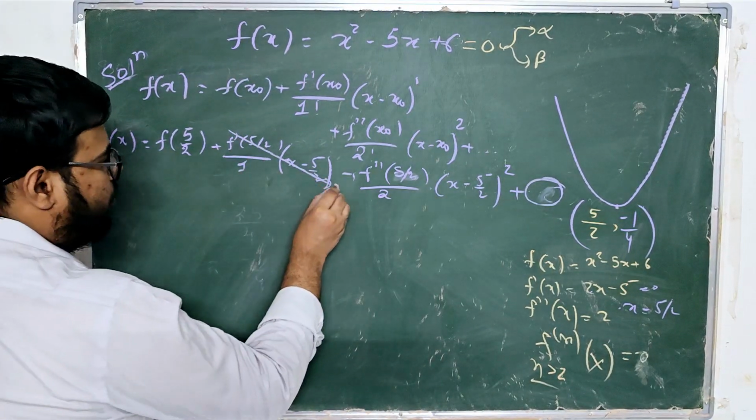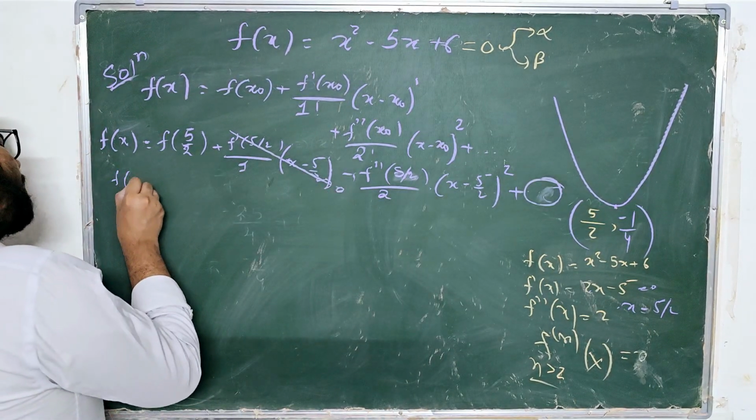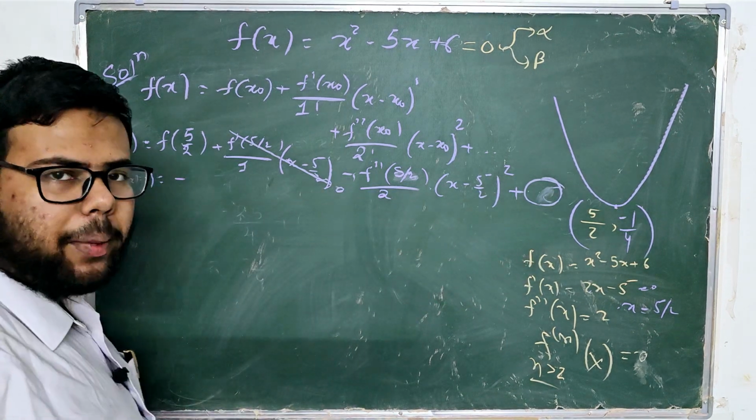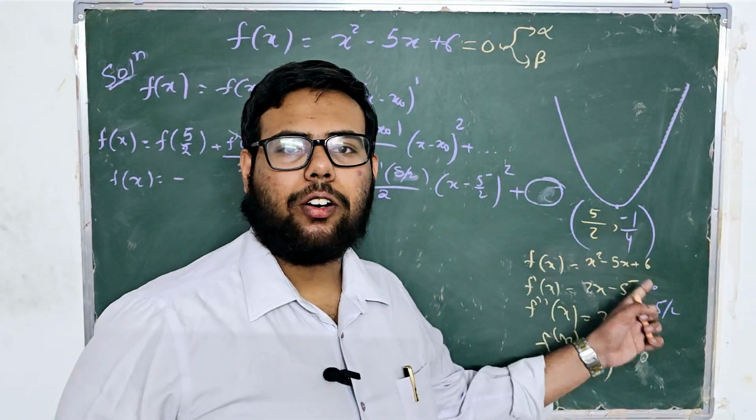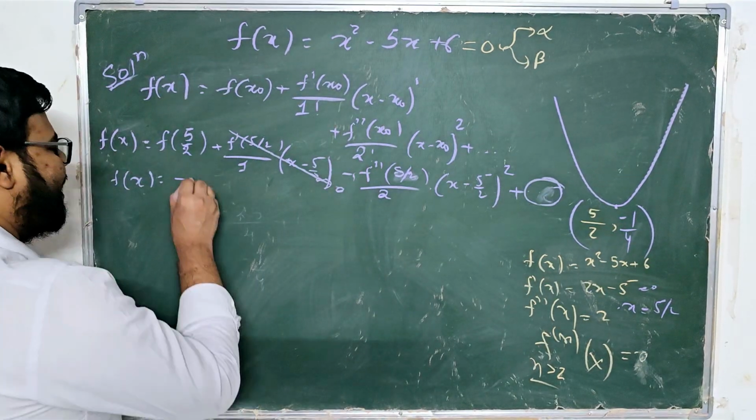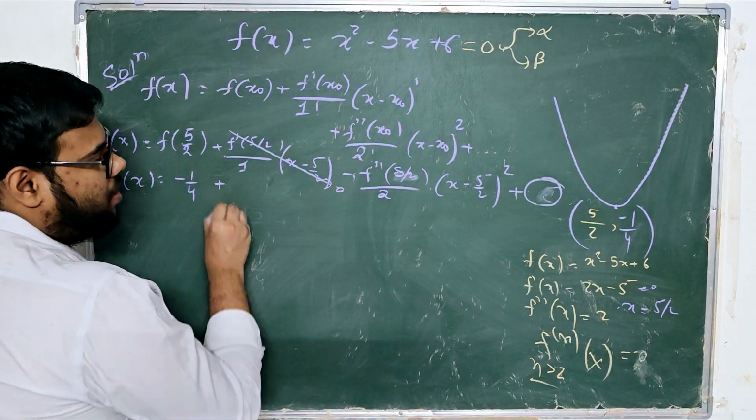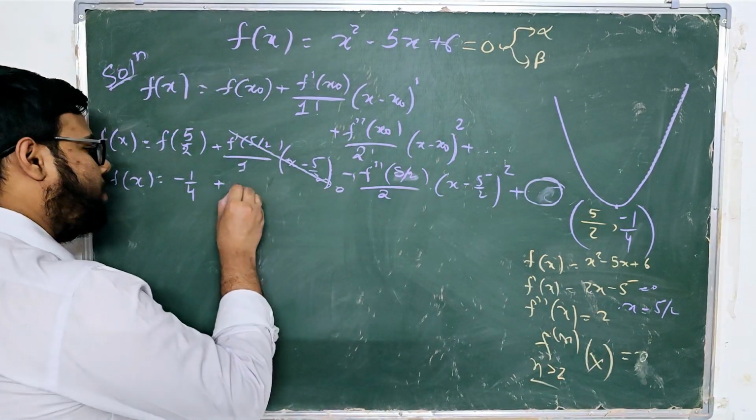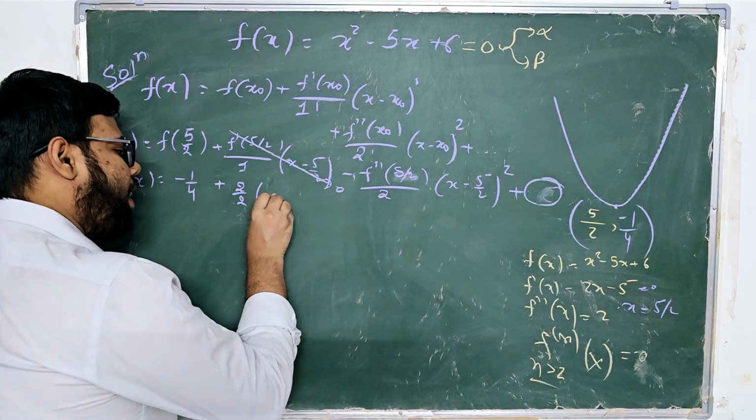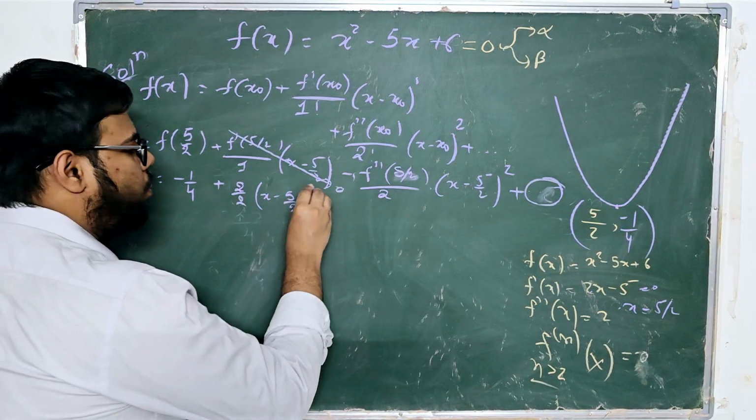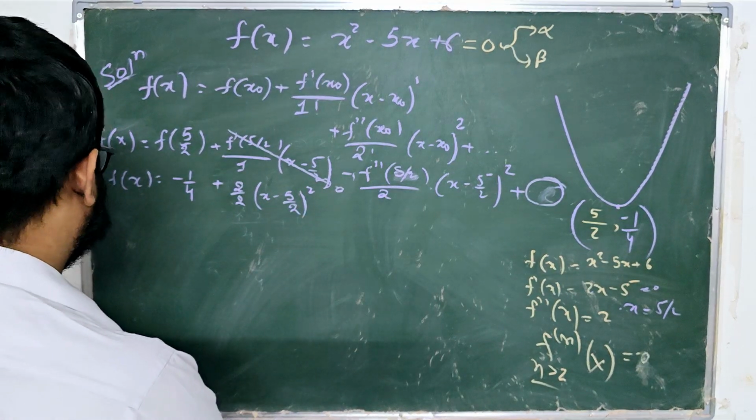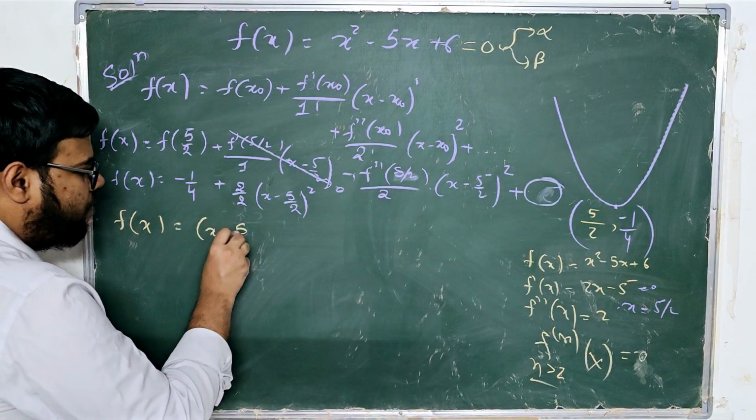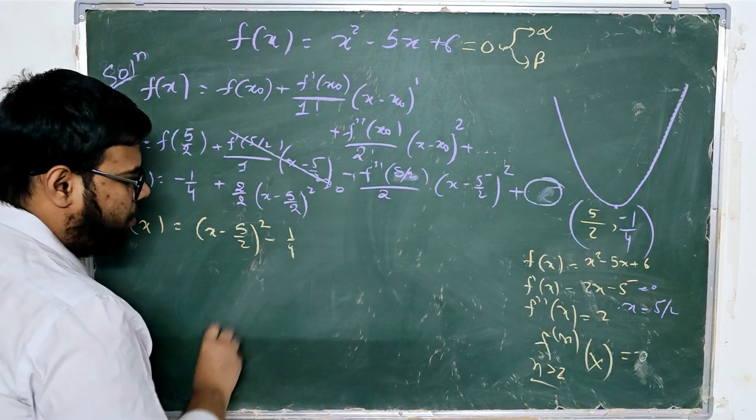So this will be 0. So we have f(x) equal to negative 1 by 4. So this function at 5 by 2 was equal to negative 1 by 4. That is why I calculated the ordinate value over here. Okay. So negative 1 by 4 plus f double dash of x by 2, x minus 5 by 2 whole square. Correct? Okay. So you get f(x) is (x minus 5 by 2) whole square minus 1 by 4.